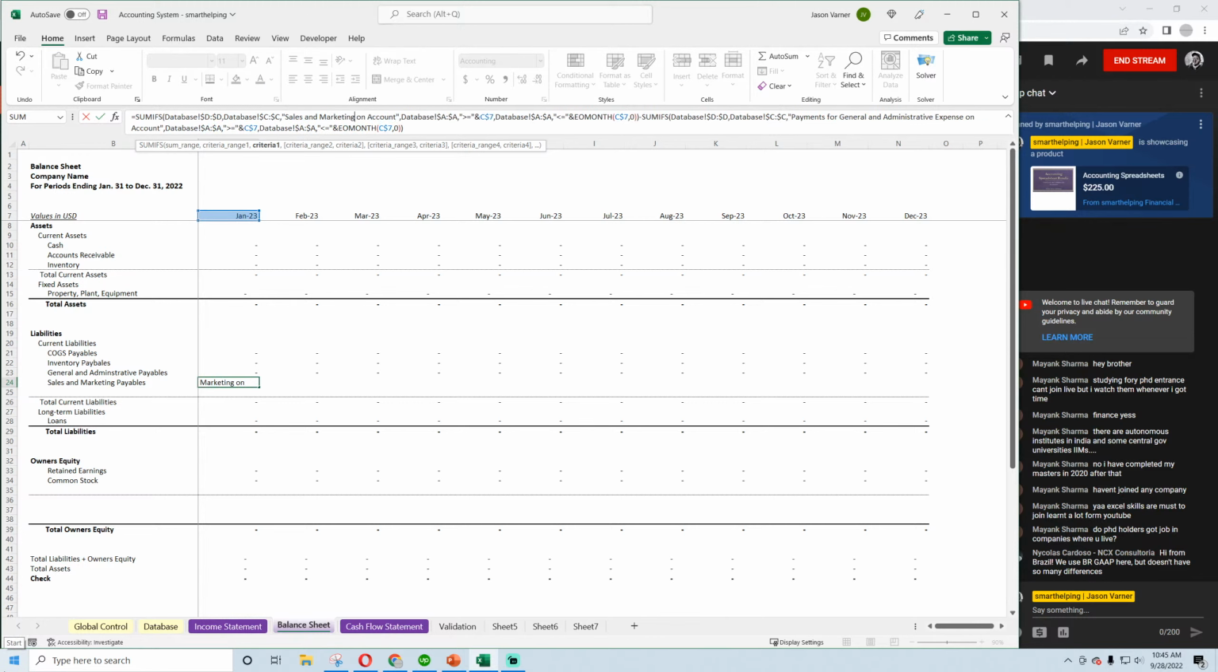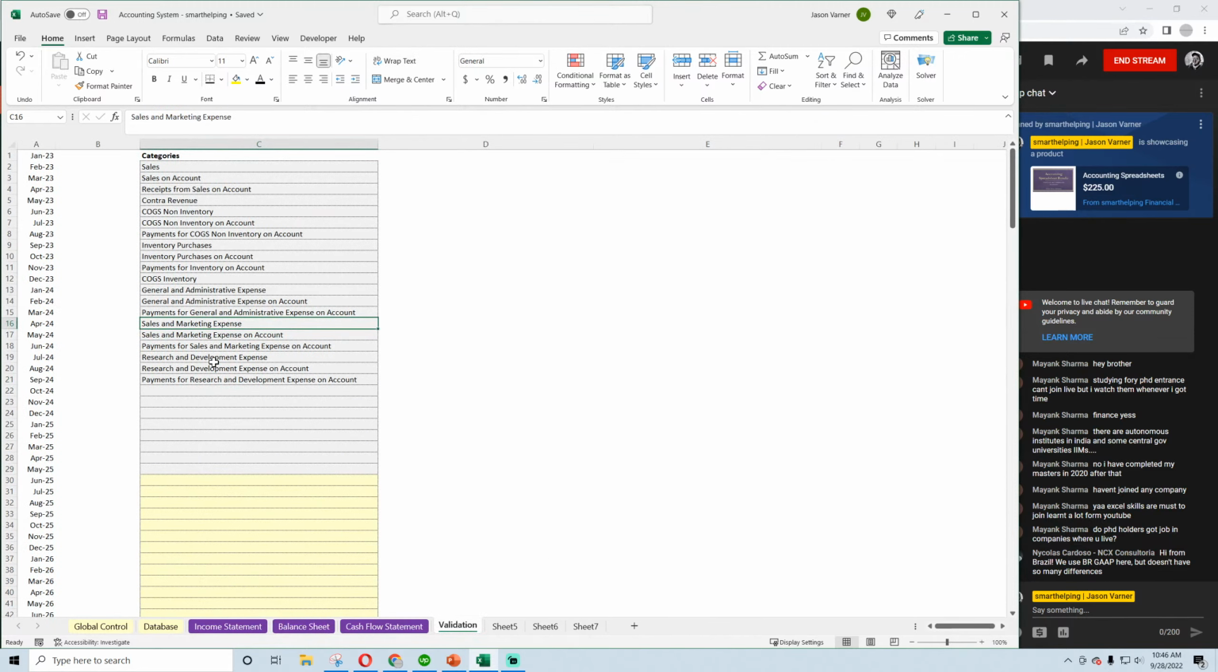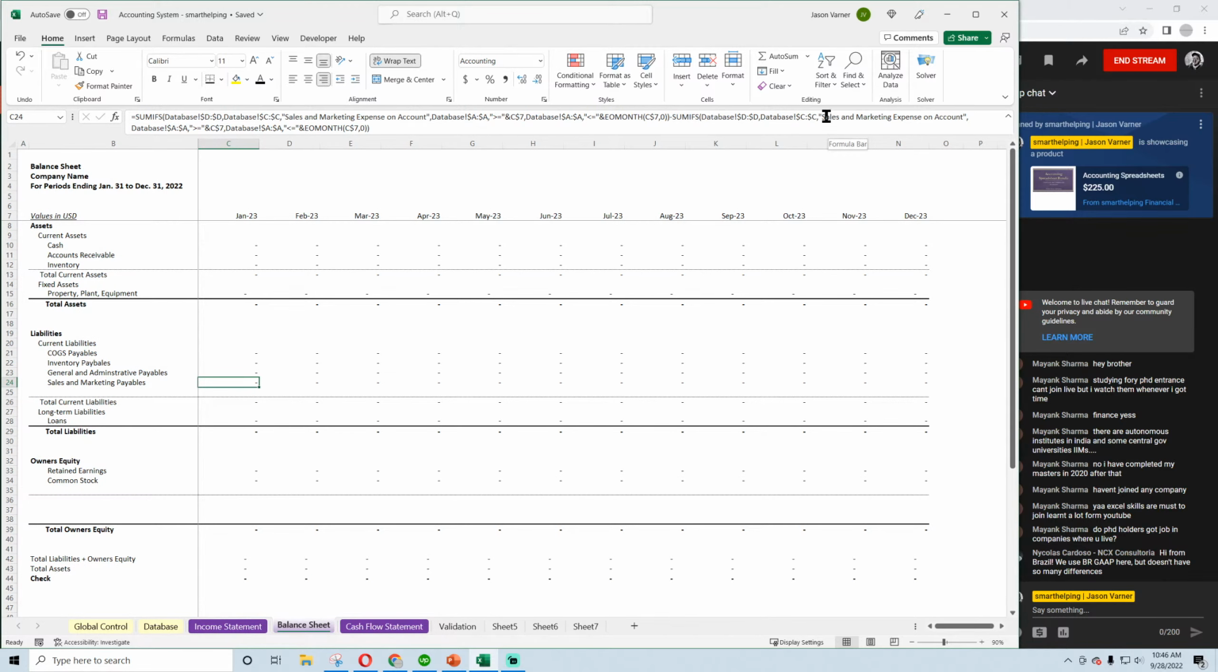Sales and marketing expense. And then sales and marketing expense. Oh, expense on account. Okay, plus the previous period. Okay, that's fine. Sales and marketing expense on account. Sales and marketing expense. Oh, wait. Sales and marketing expense on account. And then payments. What's this last one called? Payments for sales and marketing expense. Okay, so payments for sales and marketing expense on account.